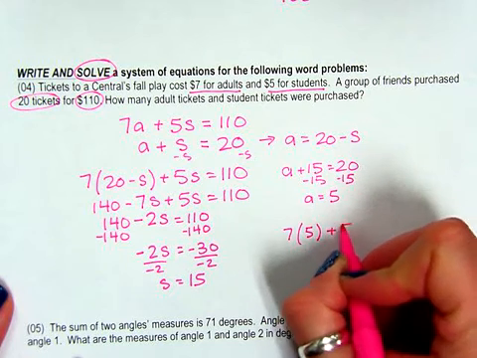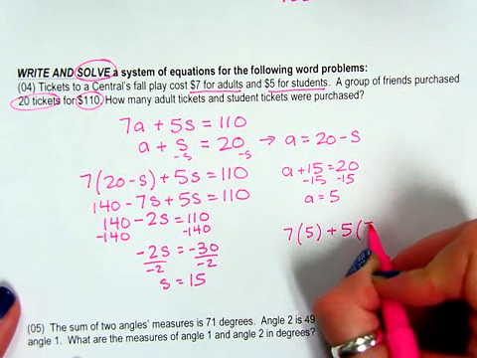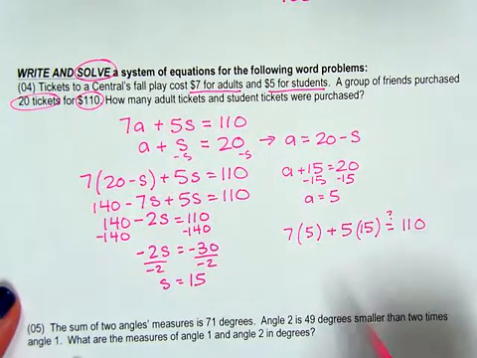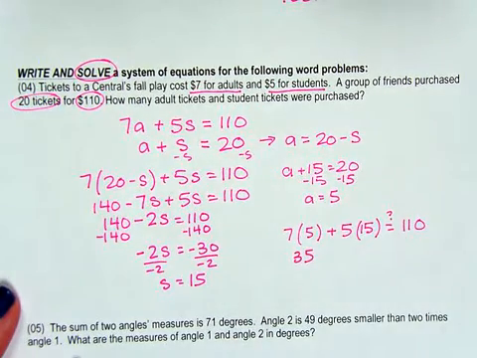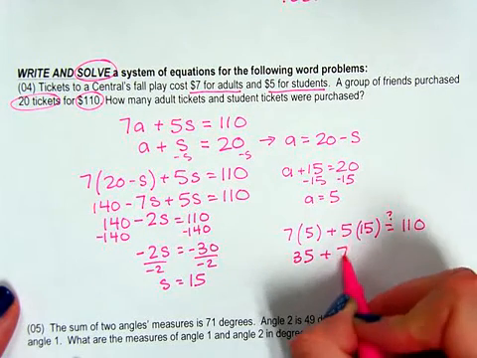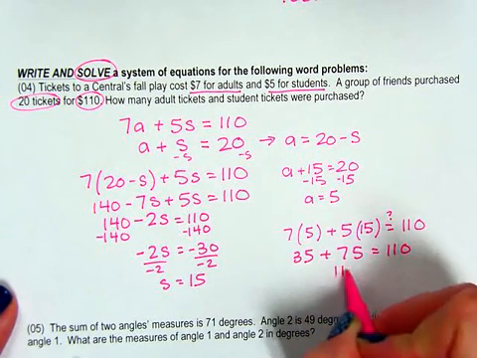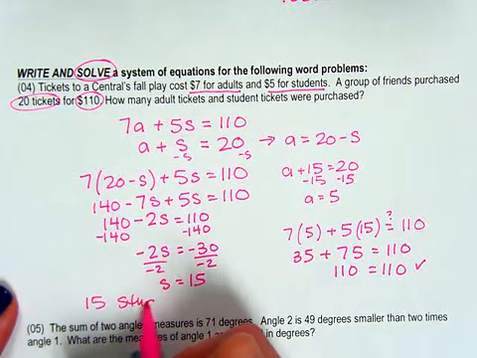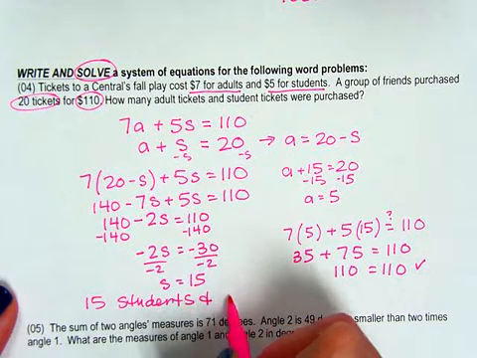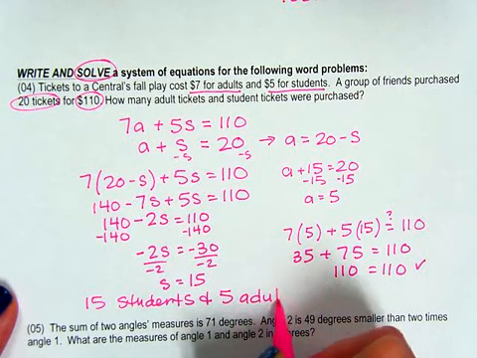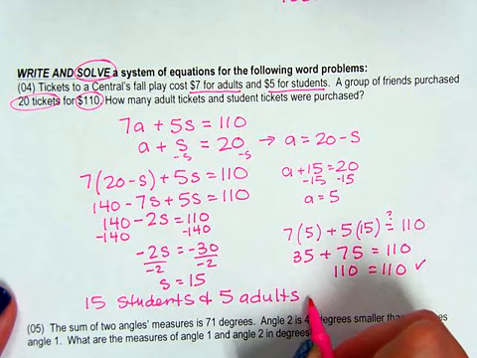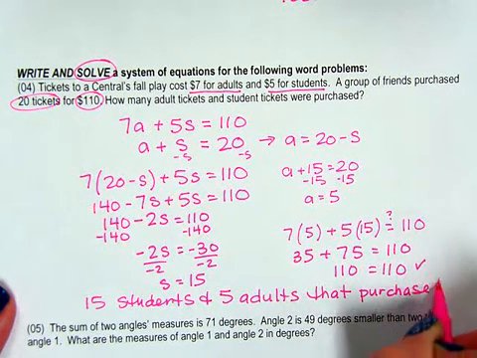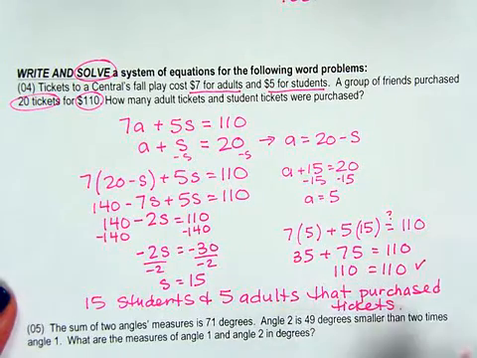All right, so anyway, and then 5 for 15, and we're hoping that equals 110, so question mark. This is 35. 15 times 5 is 75. And wouldn't you know, it checks. So there were 15 students and 5 adults that purchased tickets to the play, right?